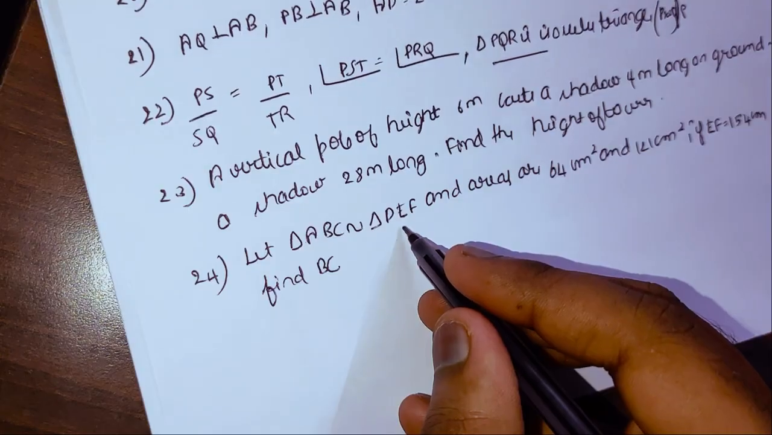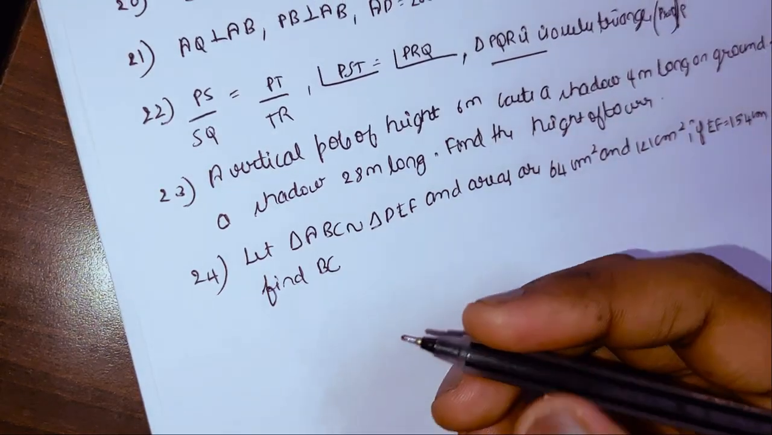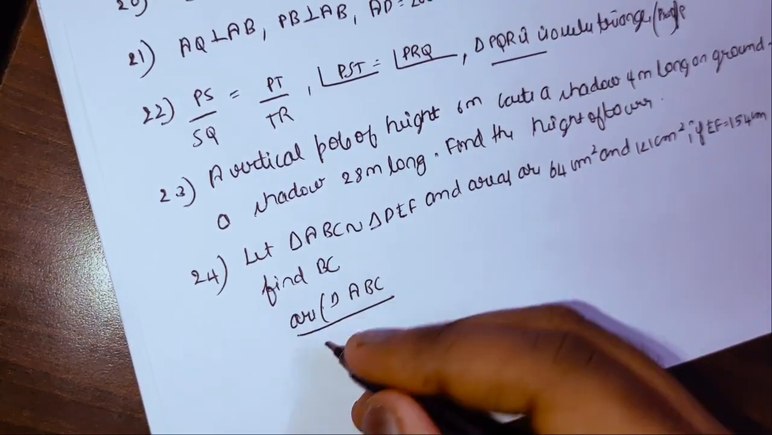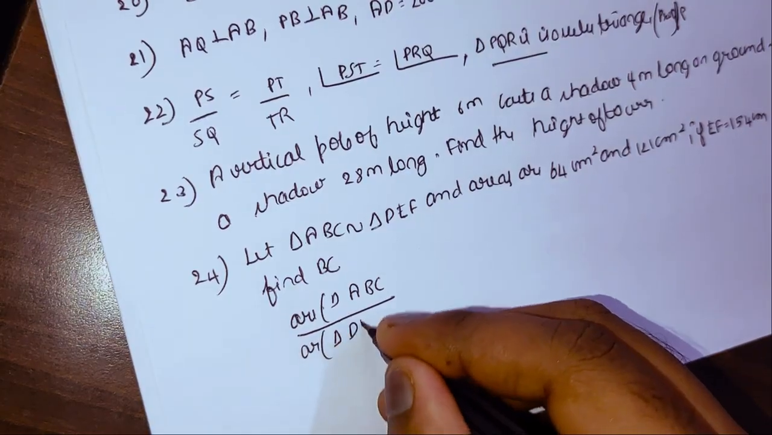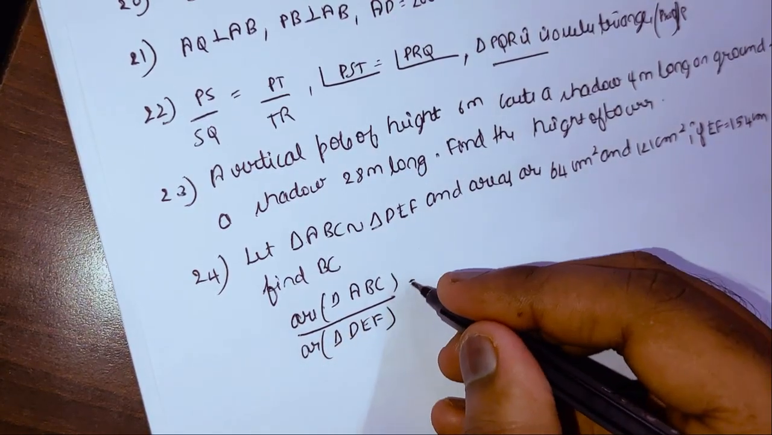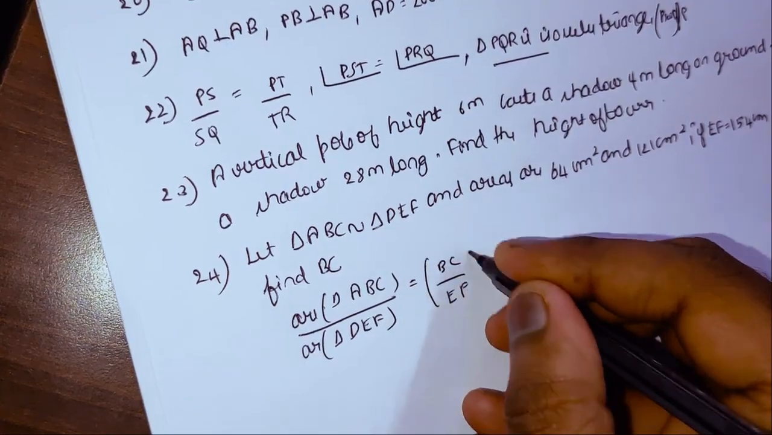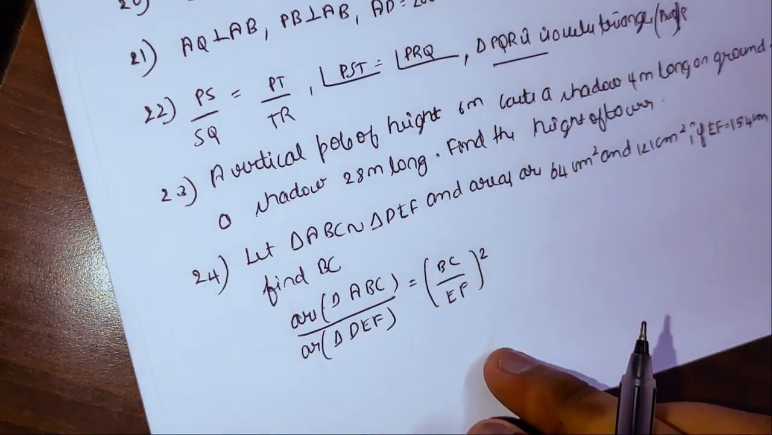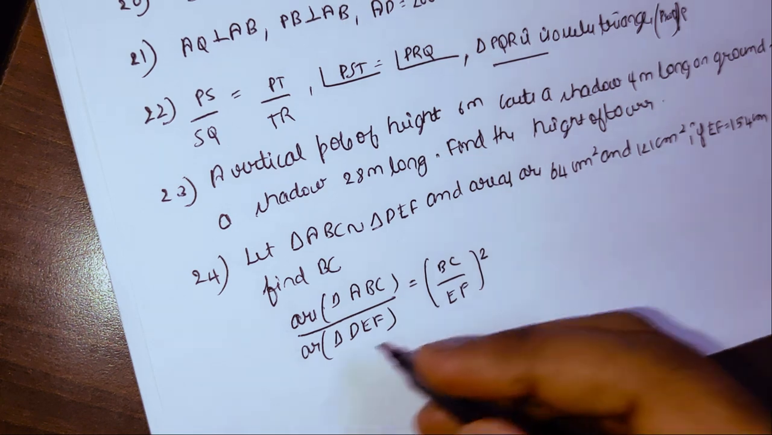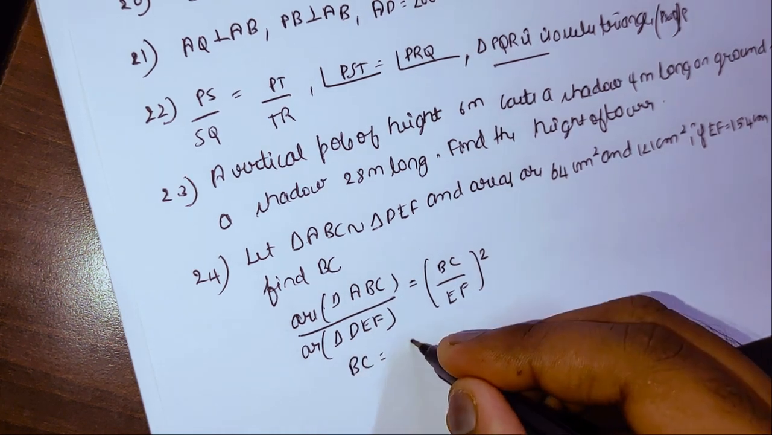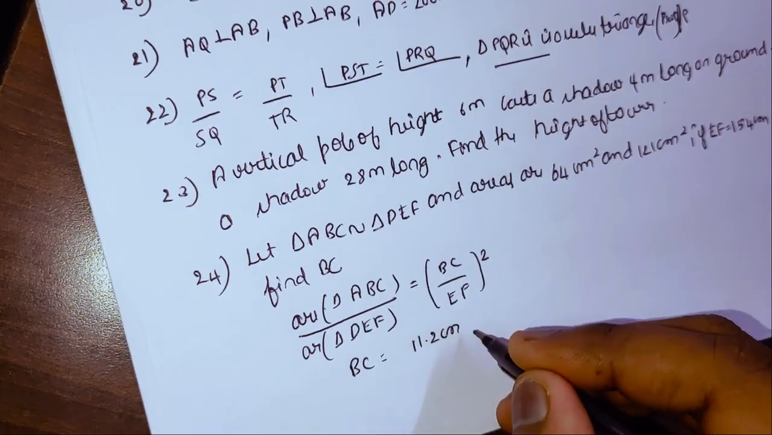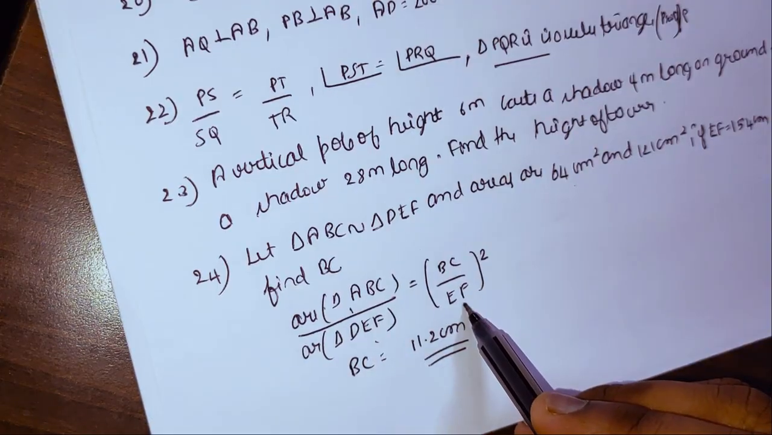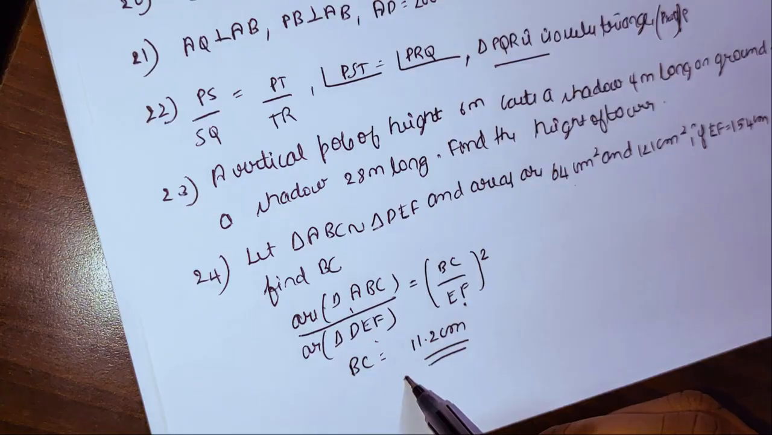Triangle ABC is given as similar to triangle DEF. So area of triangle ABC divided by area of triangle DEF is equal to BC by EF whole square. Substitute the values of areas, area of triangle ABC is 64, area of triangle DEF is 121, EF is 15.4, and you will get the answer: BC is equal to 11.2 centimeter.